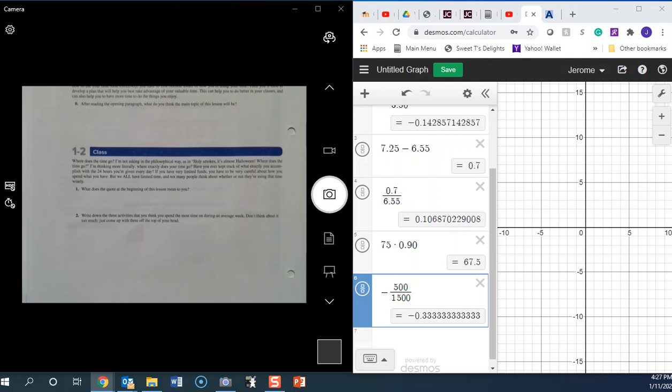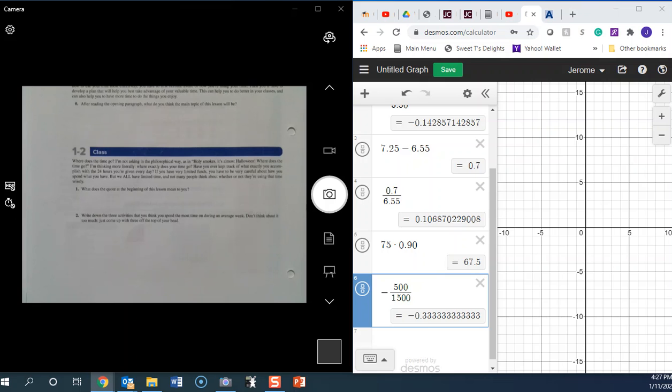Have you ever kept track of what exactly you accomplish with the 24 hours you're given every day? If you have very limited funds, you have to be very careful about how you spend what you have. But we all have limited time, and not many people think about whether or not they're using that time wisely. What does the quote at the beginning of this lesson mean to you? Now that'll be a personal statement that you would write.